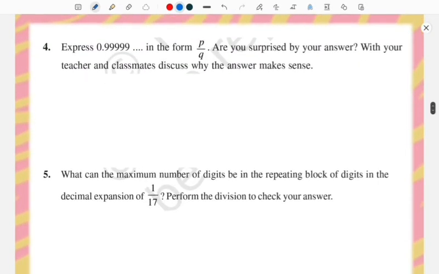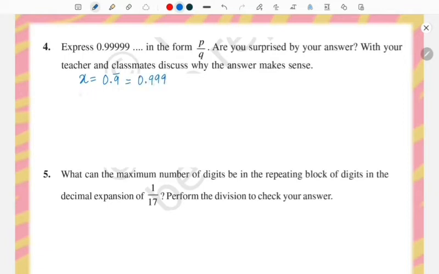Now, next question. Express 0.9999 in the form of P by Q. Are you surprised by our answer? With your teacher and classmates, discuss why the answer makes sense. Okay, so let's solve this first. What would be x? X in this case would be 0.9 bar, or I can write it as 0.999.